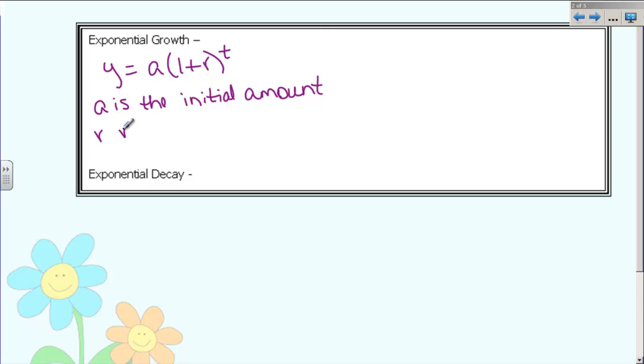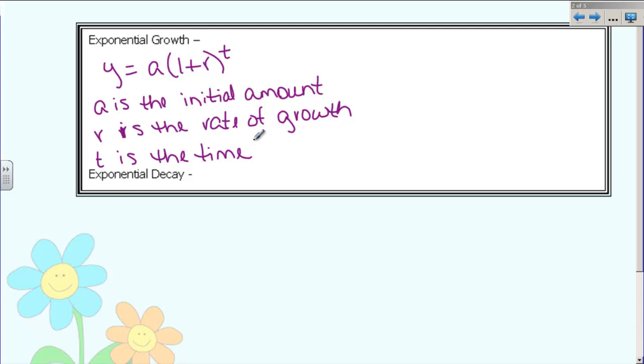R is the rate of growth. And T, you might guess, is the time. And so it's the time that you're dealing with in whatever problem that you have. So A is going to be your initial amount, R is the rate of growth, and T is the time. And as long as you have those three things, you can write an exponential growth equation from just about any problem that you were given.